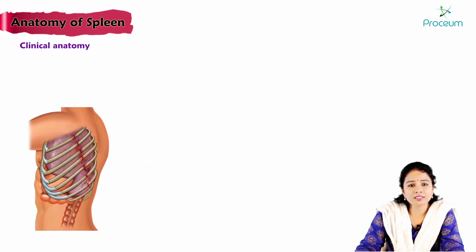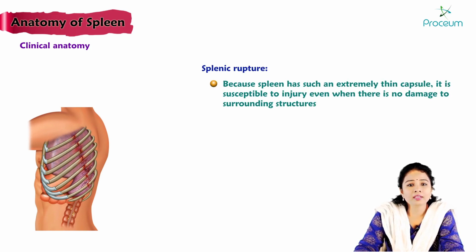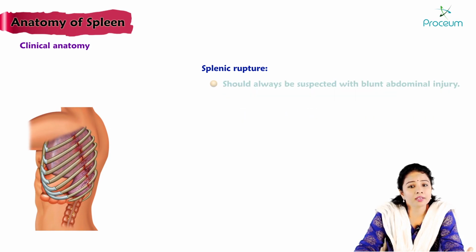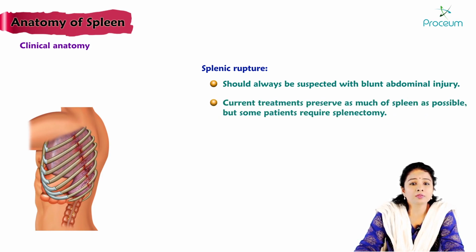Let's see some associated clinical aspects of spleen. Splenic rupture. Because the spleen has such an extremely thin capsule, it is susceptible to injury even when there is no damage to surrounding structures, and because the spleen is highly vascular, when ruptured it bleeds profusely into the peritoneal cavity. So splenic rupture should always be suspected with blunt abdominal injury. Current treatments preserve as much of the spleen as possible, but some patients require splenectomy.